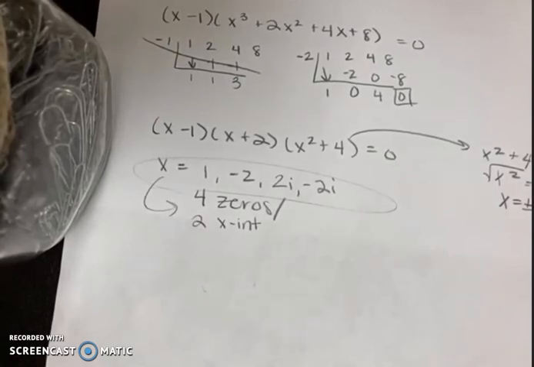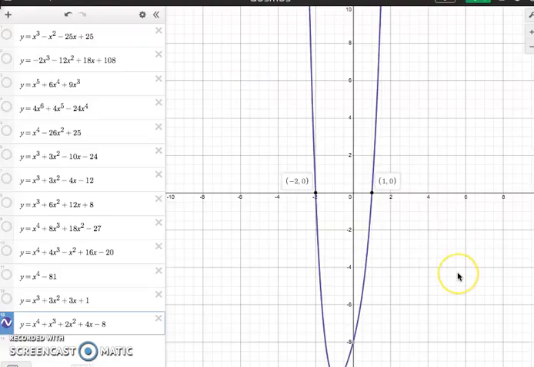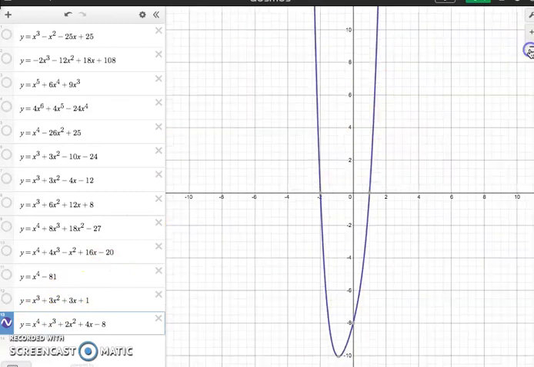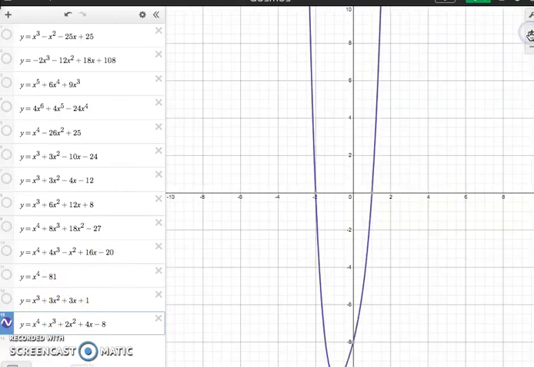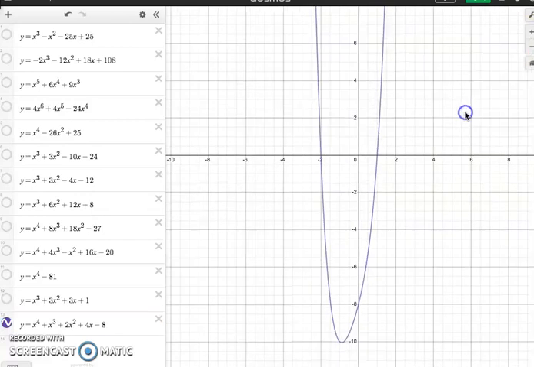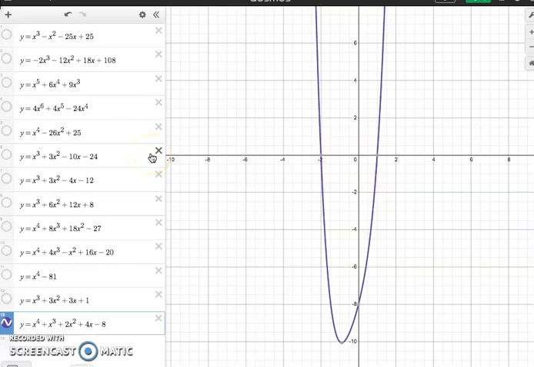Even though that's 4 zeros, there's only 2 x-intercepts from our 2 real solutions. I'm going to show you the Desmos real quick. So when I plugged the equation into Desmos, I have 1 and -2 like we said. There was a multiplicity of 1 for each, so we can see it's passing through. The degree was 4, so it does have the same end behavior. It's behaving exactly how we predicted it would, which is pretty cool when you think about it. We know what the graph's going to look like just by knowing the zeros and the degree.